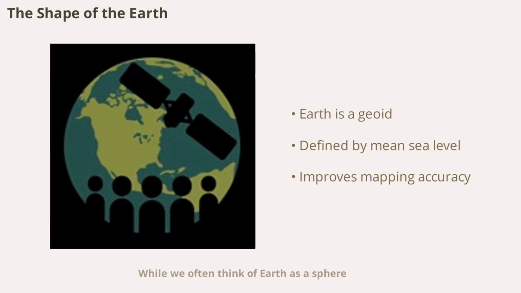While we often think of Earth as a sphere, it's actually a geoid, a shape defined by mean sea level and its extension under land. This subtle but important distinction affects how we map and analyze spatial data. Using the geoid as a reference, scientists can create more accurate models of Earth's surface, improving the precision of remote sensing and geographic information systems.